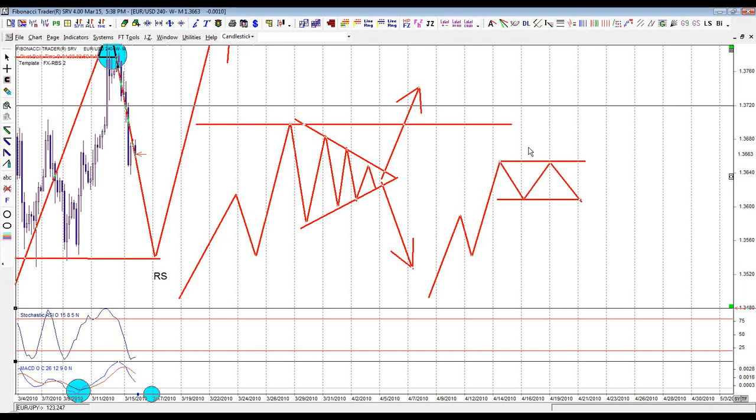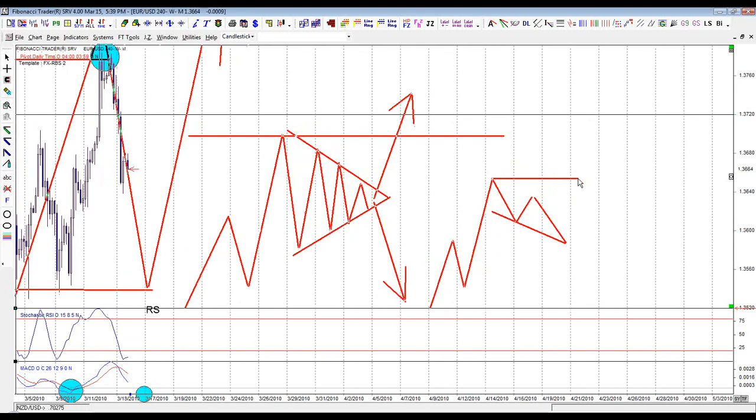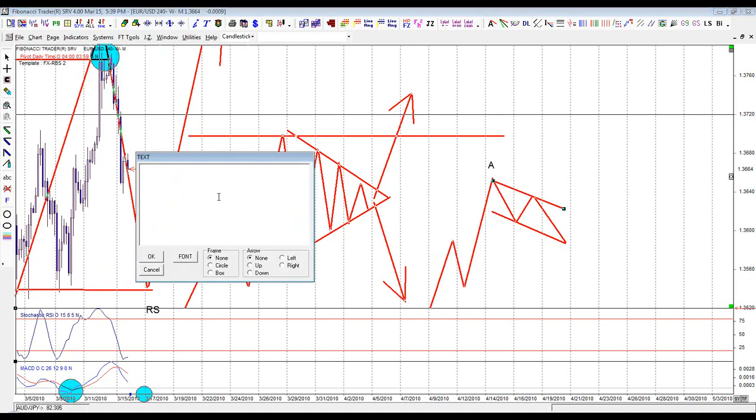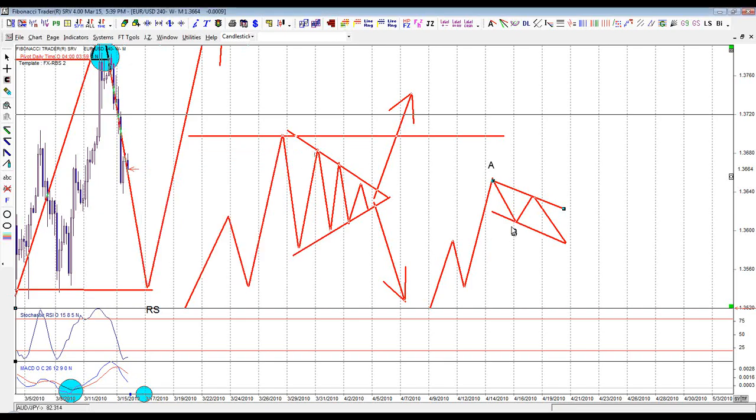We'll see an AB equals CD within this flag, and this is what will form the pattern. Now, it doesn't need to be horizontal. It can be formed like this. It's still a flag. Here is where we have an AB equals CD.